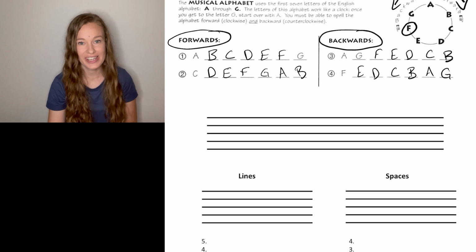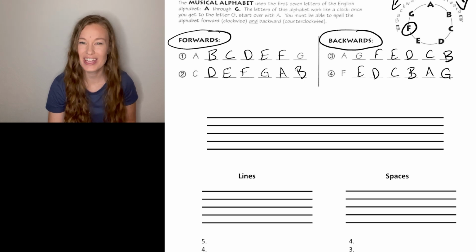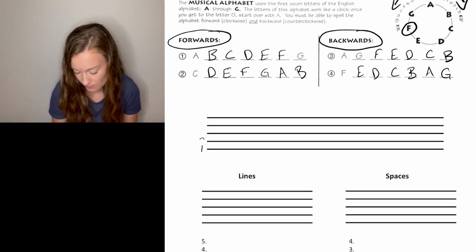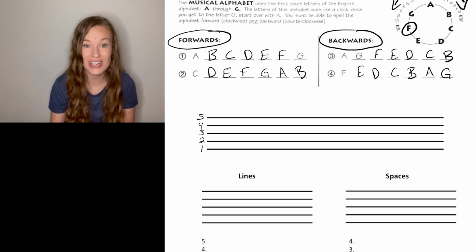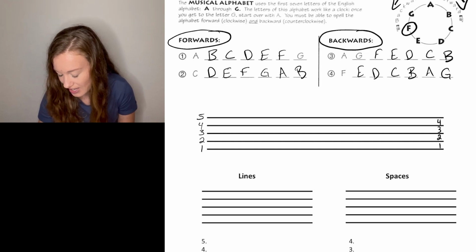Let's go ahead and do the second part of our worksheet. So as you can see here, we have our staff. There are 5 lines and 4 spaces. Let's go ahead and label those lines and spaces starting from the bottom. We have line 1, 2, 3, 4, and 5. On the other side, let's do our spaces. So that bottom space is going to be in between the lines, 2, 3, and 4.